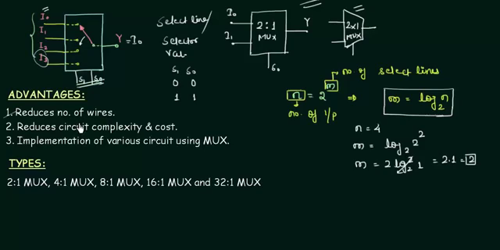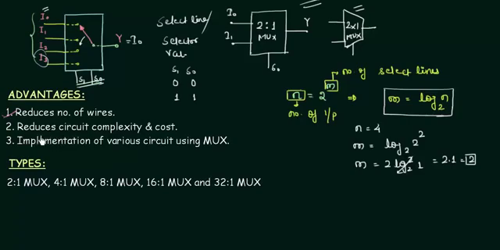You are just going to implement your combinational logic by using a single IC. So why are you going to require fewer wires? Because you're not going to connect a number of gates. For example, if you have to connect 10 gates, you require so many wires. And if you only have to connect 1 or 2 gates, then you are going to require a lesser number of wires. So this is very true in the case of multiplexers.